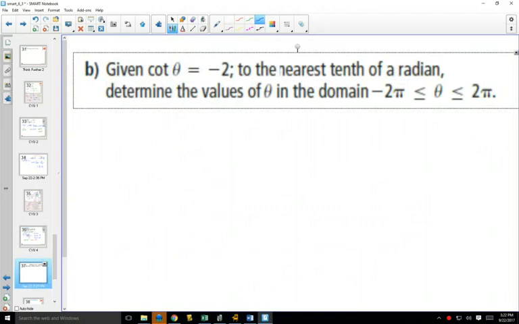So first of all, we have cotangent of theta equals negative 2. That's not going to be very helpful for us because we're not used to that. So the first thing I would do is change it to tan. If cotangent of theta is negative 2, then tangent of theta is negative 1 over 2, or 1 over negative 2. With that, you can now draw your triangle.